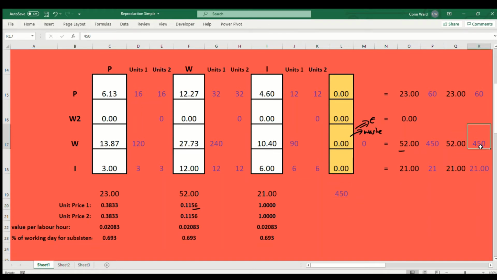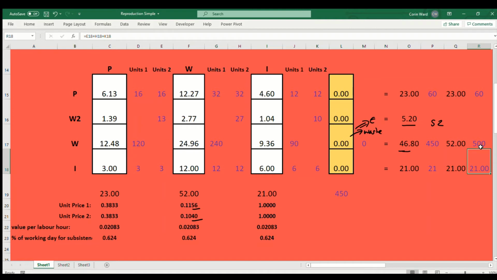And here I'll put 500. So now you can see that the unit price has dropped to 0.1040 from 0.1156. And the total price of the wheat is going to remain at 52. And that's going to be made up of £46.80, which is going to buy the 450 wheat that the workers always bought before, and £5.20, which is going to buy the surplus wheat of 50.